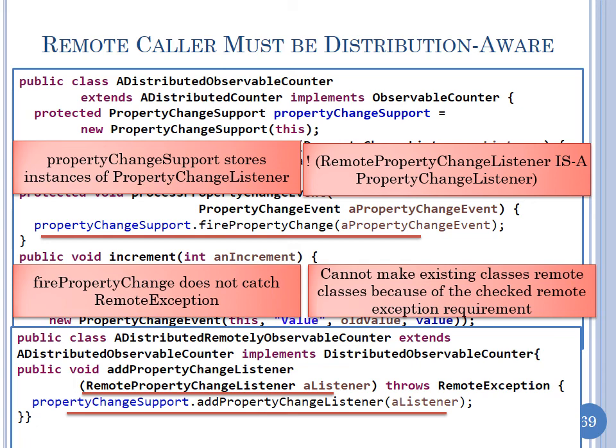And the fundamental problem we have in Java is that we cannot make existing classes remote classes because of the checked remote exception requirement. I'll talk about Gypsy later, which is a system I built, where I say that we'll cheat on the checked remote exception requirement. And if we cheat there, life will become much easier in other ways. I'm not saying we should cheat. That's why I'm using the word cheat. But it's just that requirement is preventing us from using the class directly.